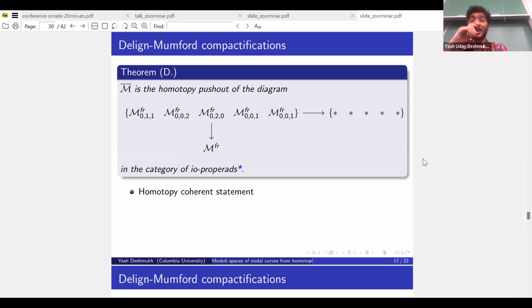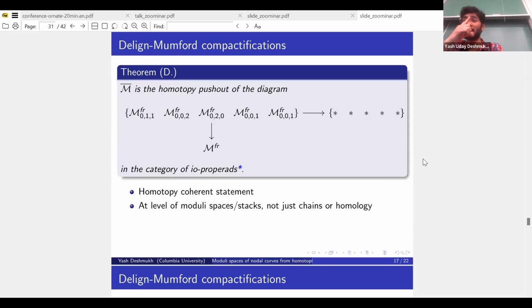So whatever statements we are going to make, they better be homotopy coherent, and this statement is indeed homotopy coherent. The second thing to mention is everything is proved at the level of underlying moduli spaces and/or stacks, not just at the level of chains or homology.